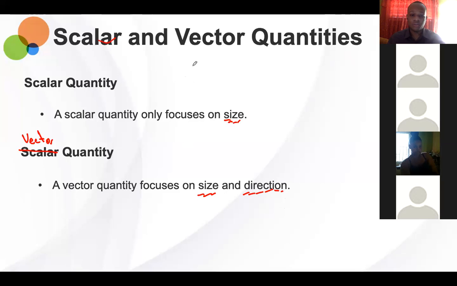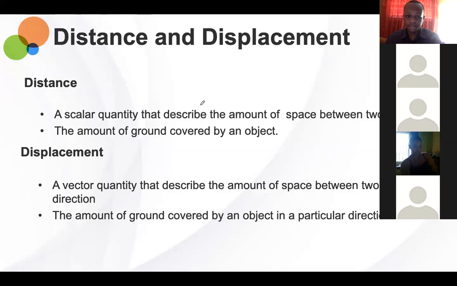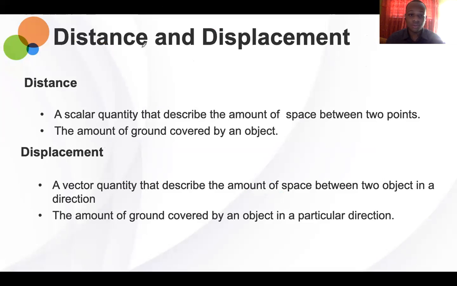Let's just say vectors look something like this, where we have the direction, the arrow pointing in different directions. So just remember that. We will see this coming up more, and if you have any questions we can always go back.